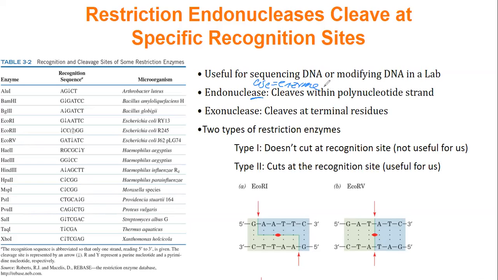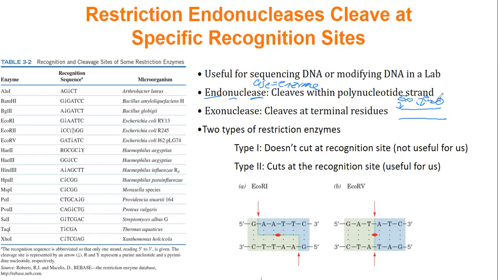Now, a lot of the times, the name of the enzyme will tell you what it's doing. So nuclease means it's working on nucleotides, and endonuclease means it's going to cut in between the DNA, while an exonuclease cuts at the very end. So if this was my DNA strand, exo would cut at the very end here, endo would cut in the middle.